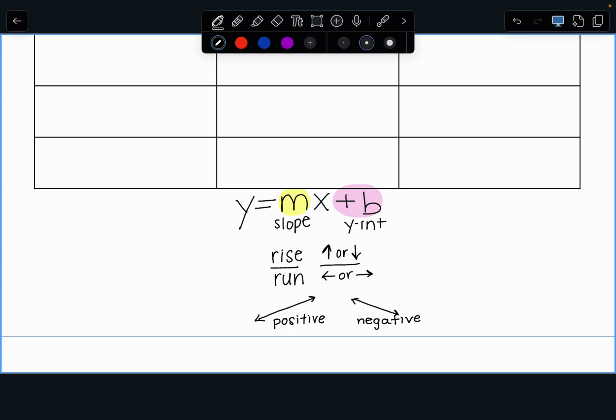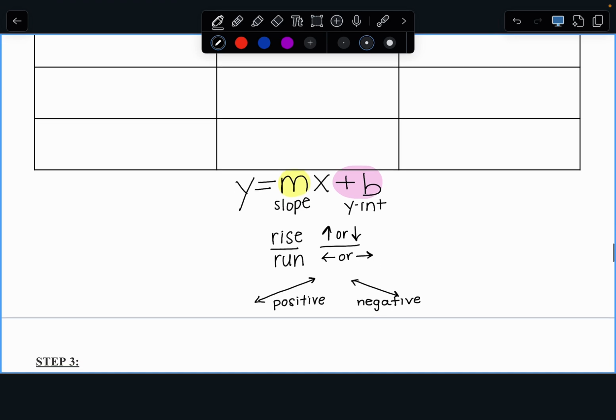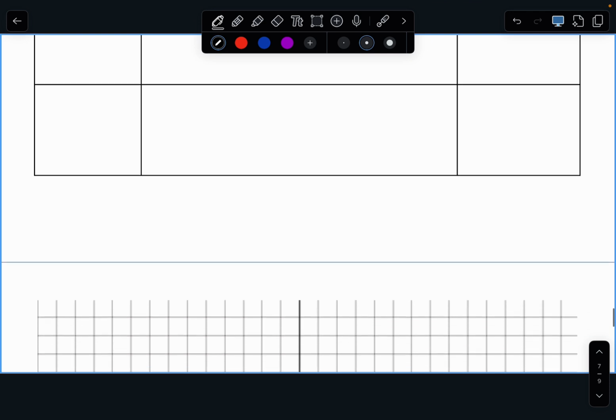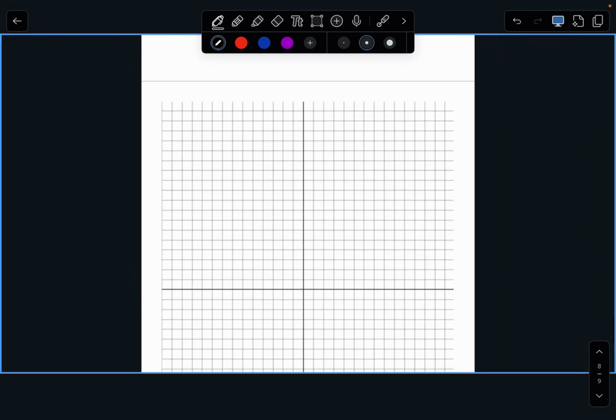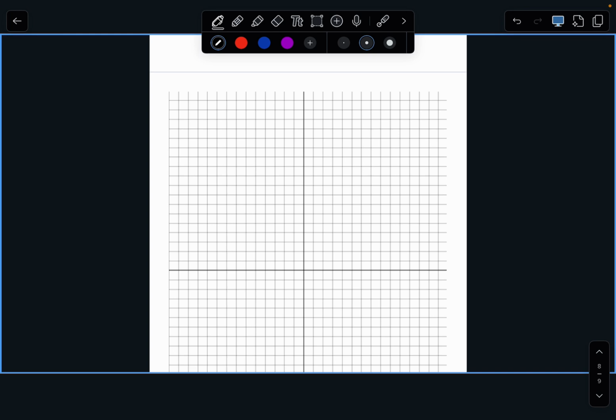So the first thing I want you to do, go to the paper that has your graph on it. I don't care which way you hold your paper. You can either hold it up and down or left and right, doesn't matter. But I want you to go ahead and put 5 dots on your y-axis. What I mean by that, remember, the horizontal axis is x, and your vertical axis is y. So go ahead and label those first.